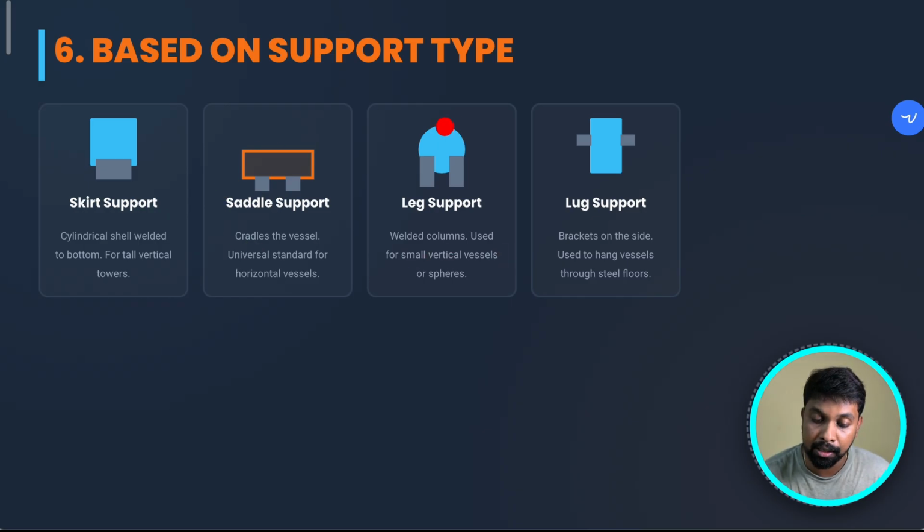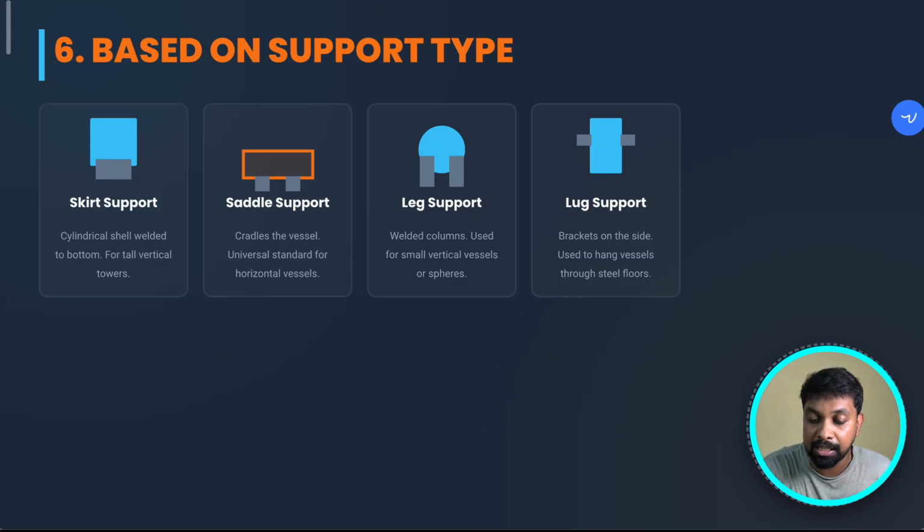Most of the spheres are supported with leg type supports, and these leg type supports are mostly used where the vessel is located in open spaces. The lug support. These lug supports are brackets. Here you can see a small bracket. Mostly the vessel will be in a hanging position. These lug type supports are mostly common for in-house pressure vessels.